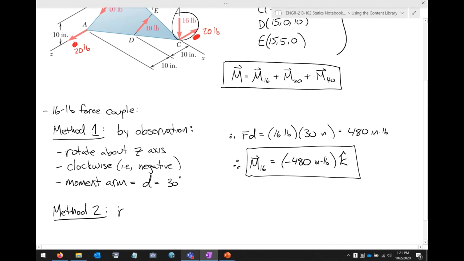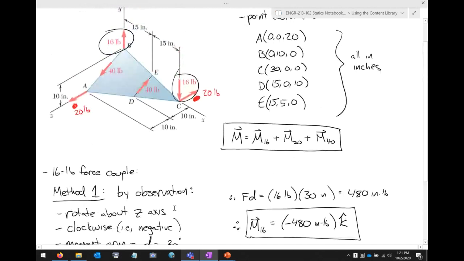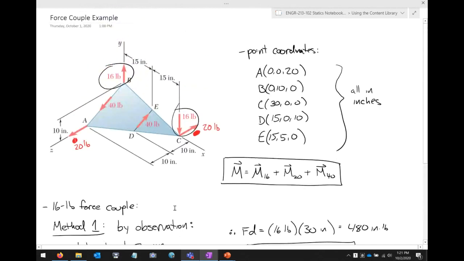Method 2 is r cross F, to actually go through and do the cross product. Let's do that. There's a reason why I'm doing that: I want to check my answer, but also, for one of these couples, we're going to have to do that. So here's how we're going to do this cross product.